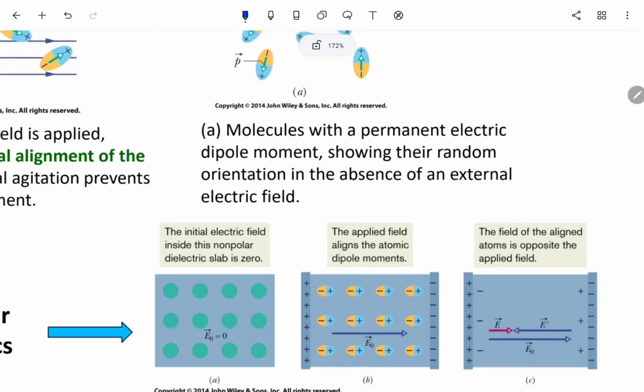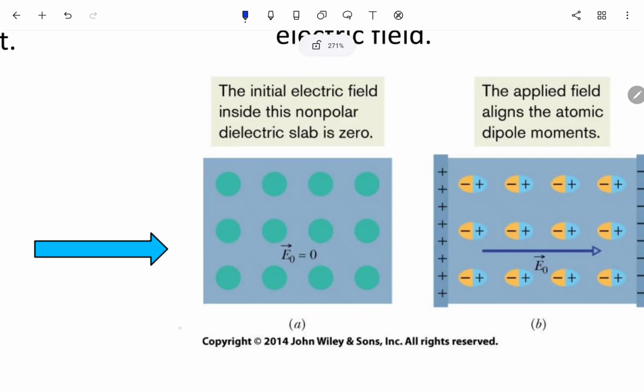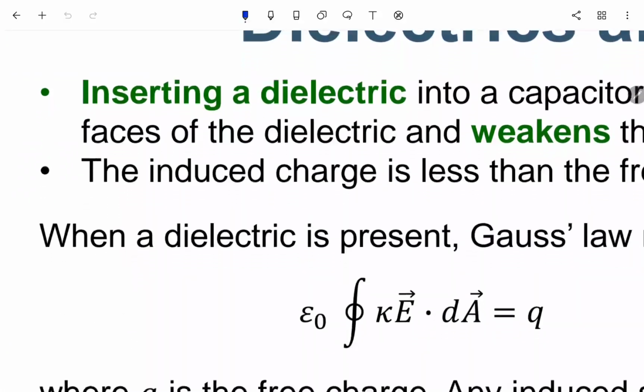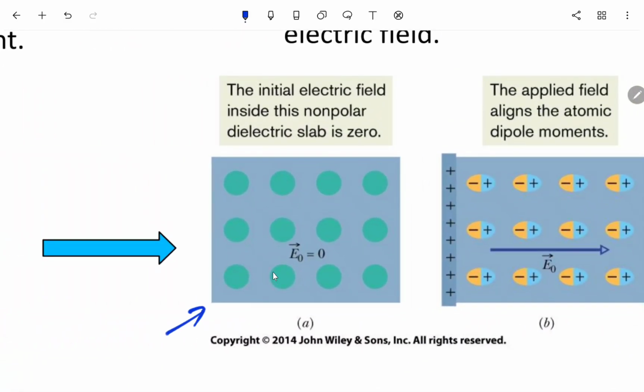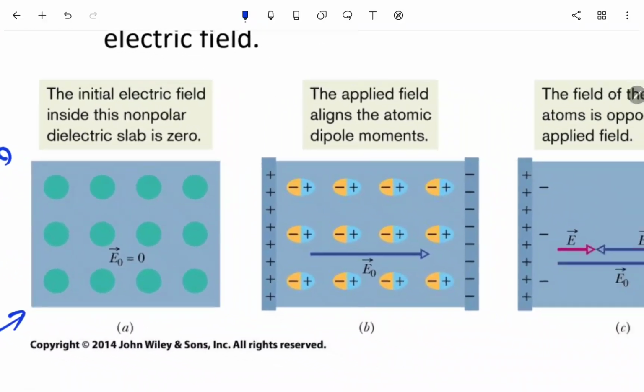then there will be something interesting. Just like here, the first case is this one. Originally, the initial E field inside the polar dielectric slab is 0. We don't provide any external E field, so E external is also 0. In that case, this dielectric material won't generate any E field inside the material itself.